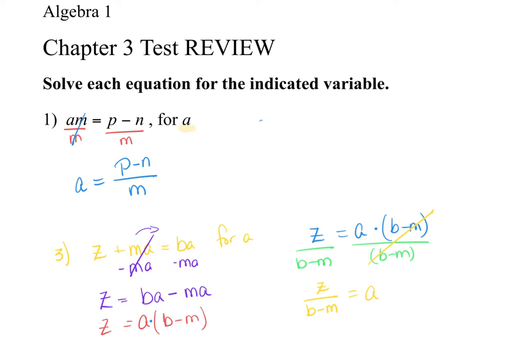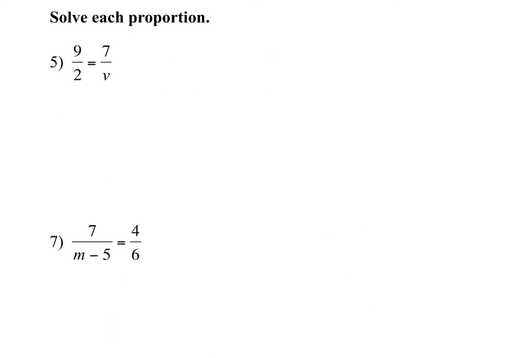All right. The next section is proportions. And so you can have something like number 9, where you just have two fractions equal to each other. Or you can have something like 7, where you have a binomial in one of your positions, or more than one of your positions. Either way, you are going to use cross multiplication for these. So you're going to say 9 times V equals 2 times 7. And then you will just divide, and you can leave these as fractions. V equals 14 over 9.